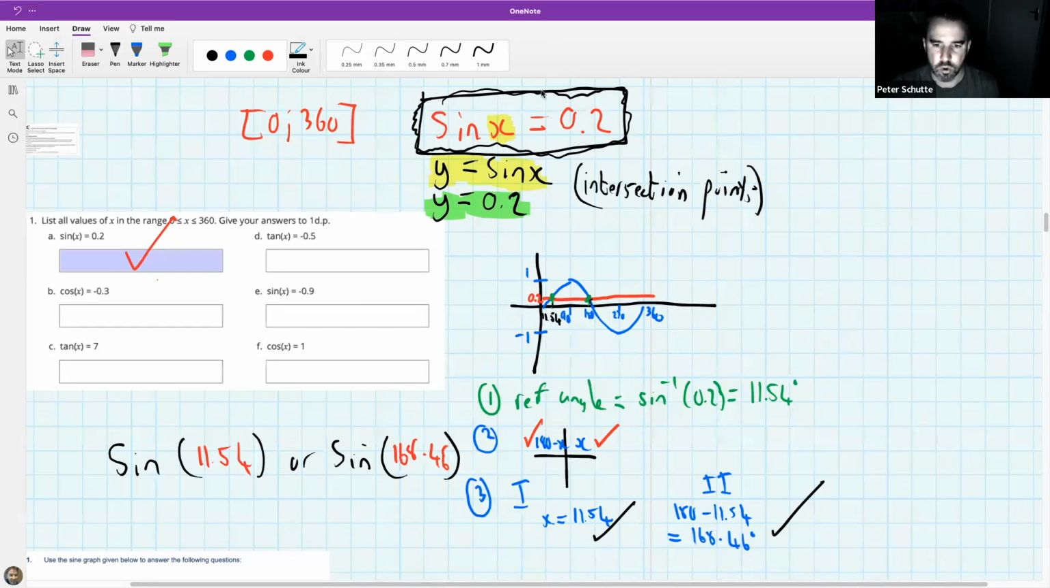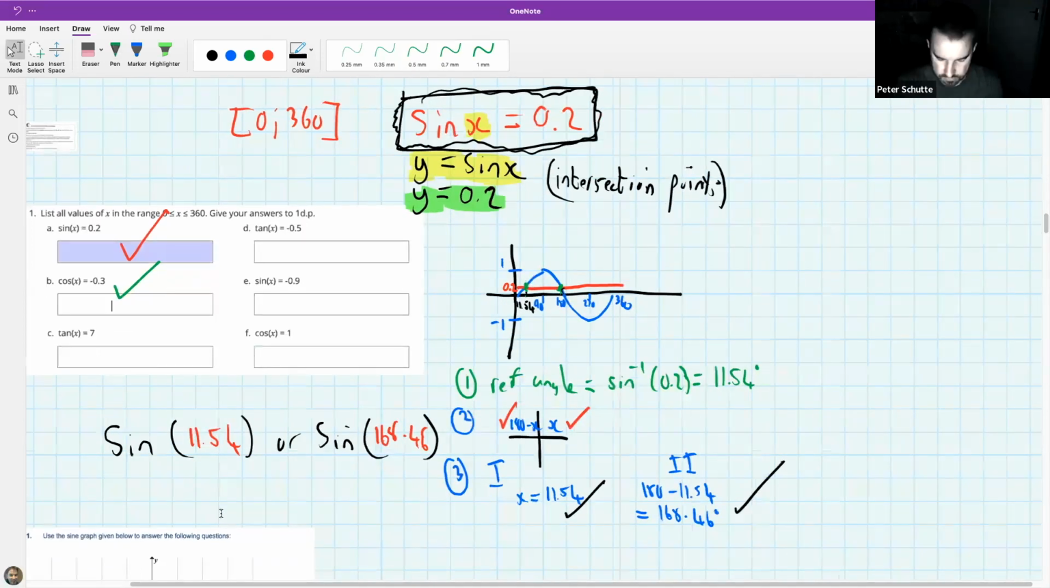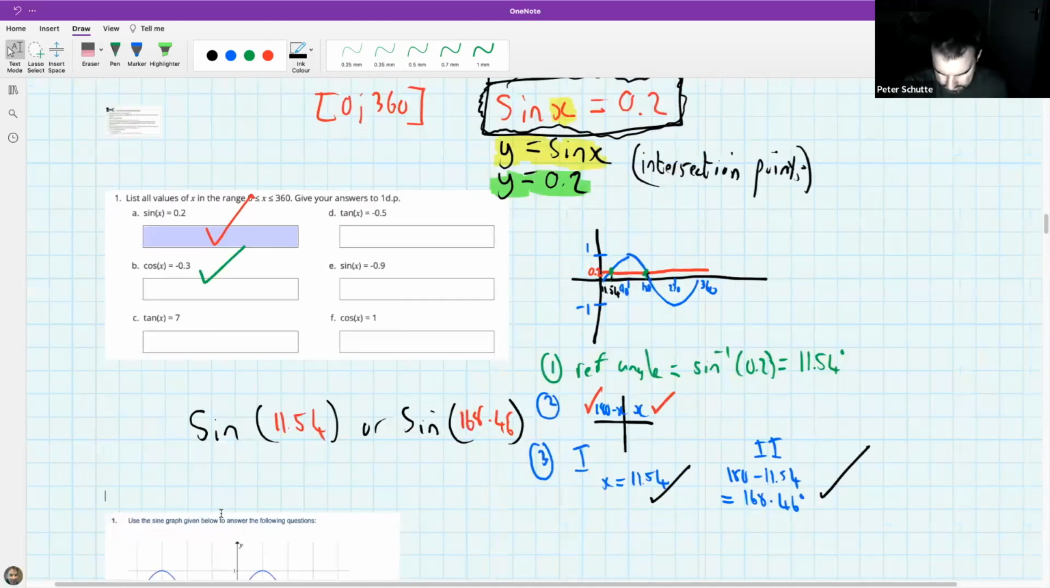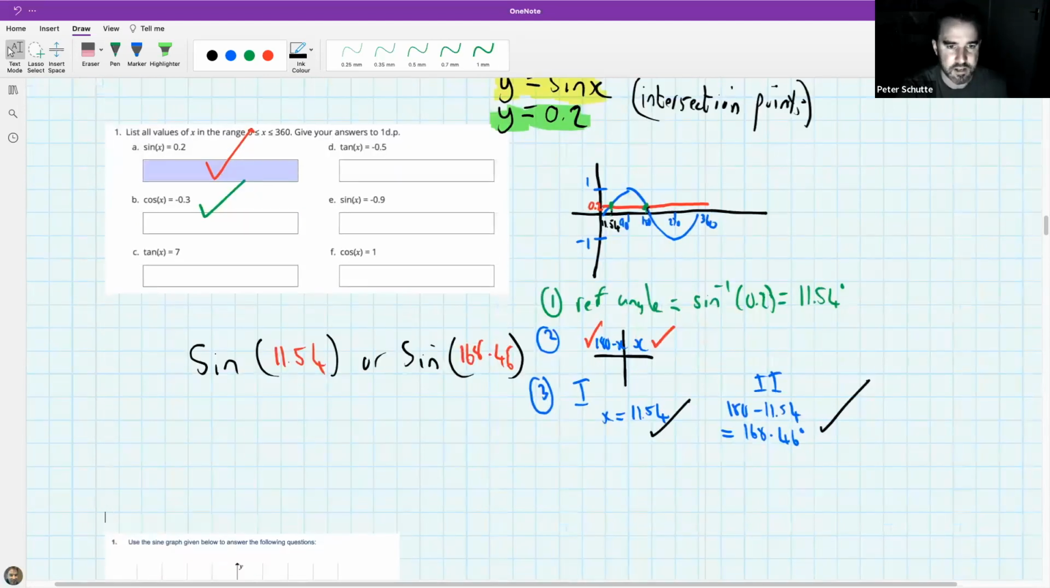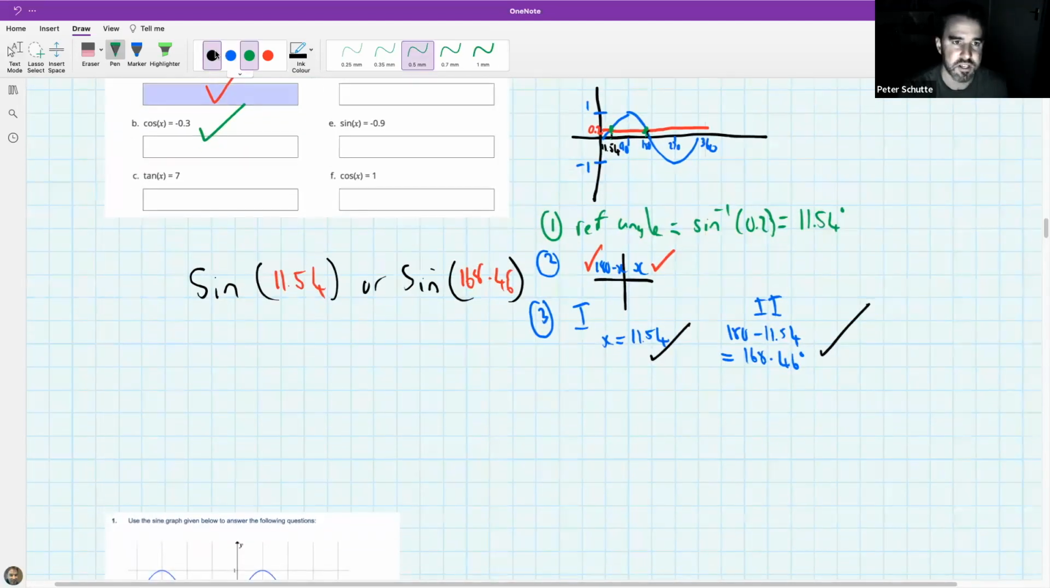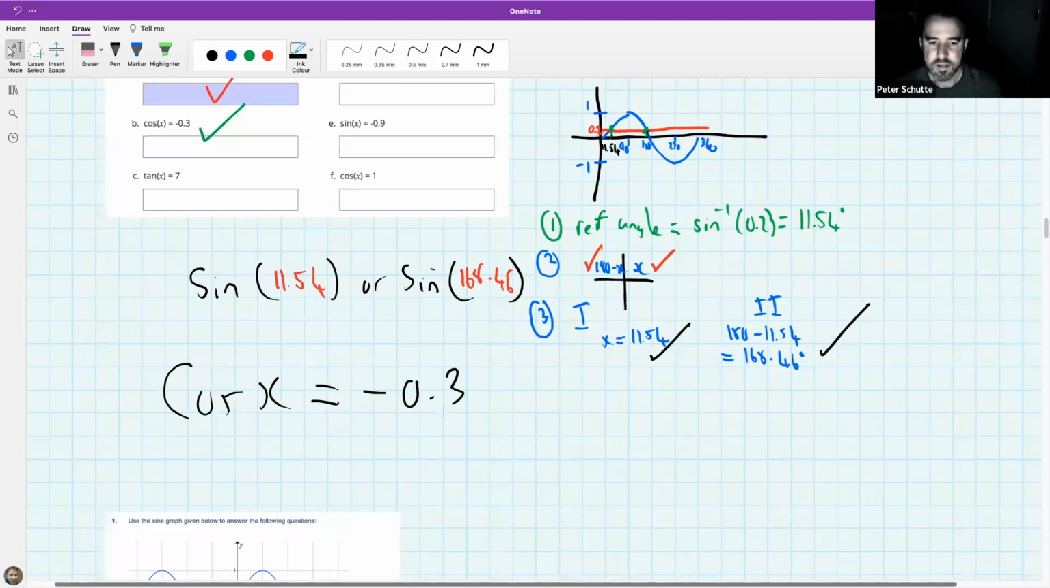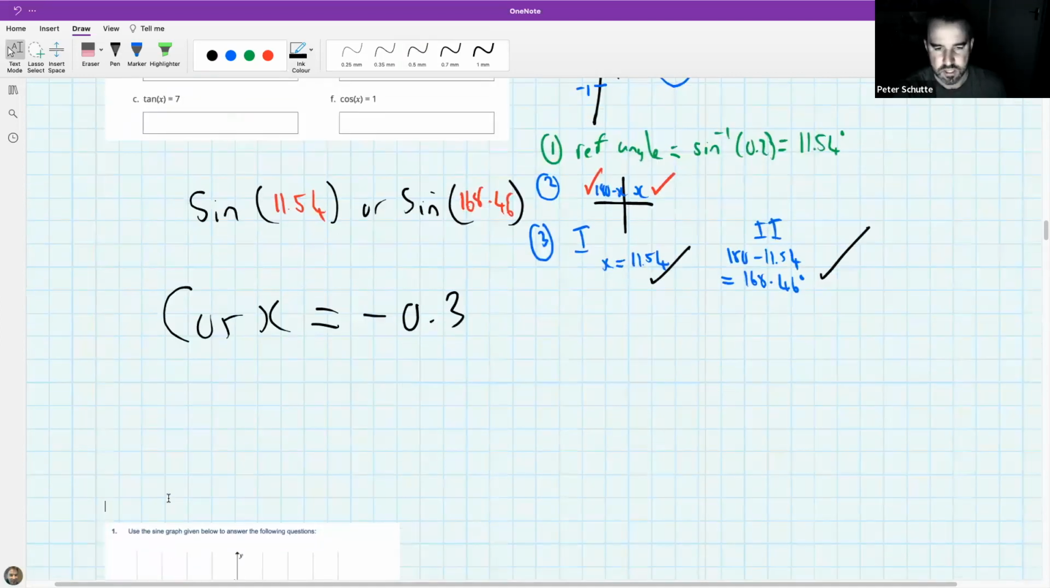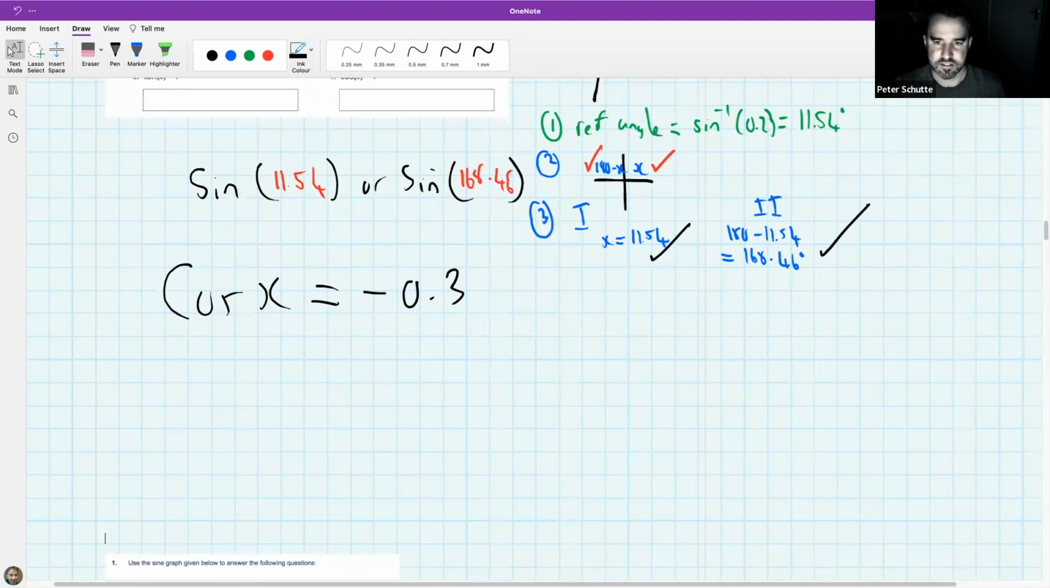Should we do one more? To end today, let's do B. Let's try and solve the trig equation for the cos of x equals minus 0.3. So I'll draw it here. The cos of x equals minus 0.3. But what I want you to remember is that when you calculate the reference angle, you need to ignore that negative.